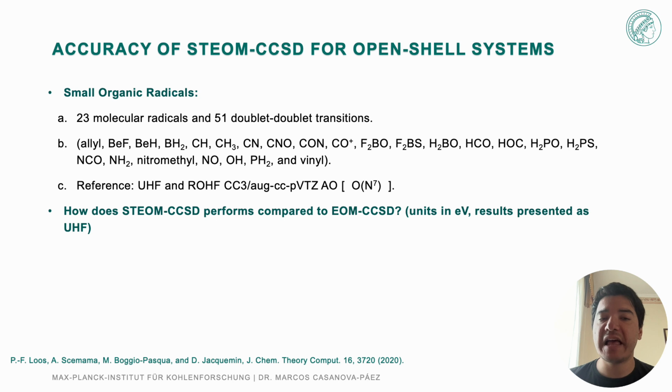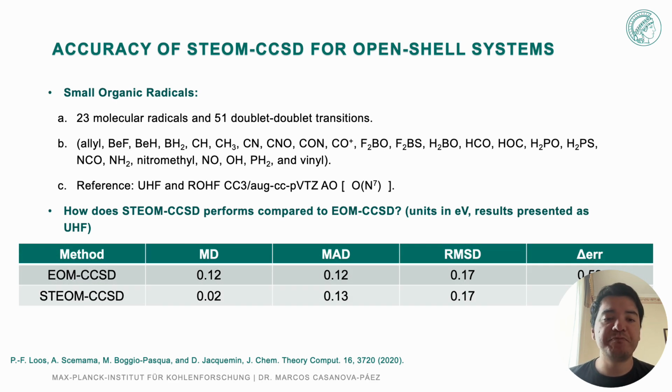So the question is, how does the similarity transform equation of motion perform when we compare it to the normal equation of motion CCSD? And the answer is this one. As you can see by the statistics, both methods actually yield the same accuracy. And you can see this by the mean absolute deviations, but also by the root mean square deviations. However, the similarity transform equation of motion has an advantage because it has a lower mean deviation. And this means that actually this method predicts the excitation energies in a balanced way.